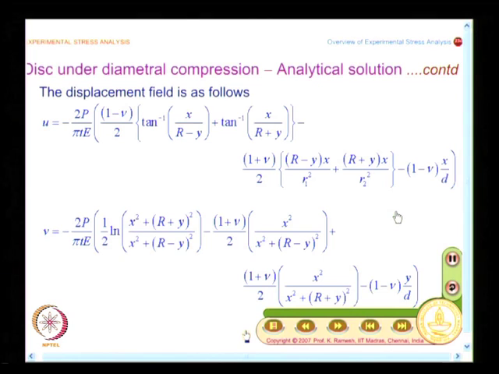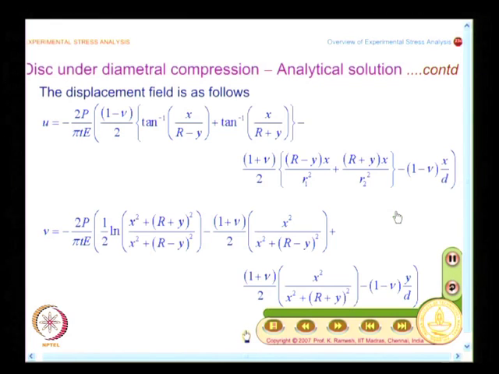And obviously, it is very difficult to visualize what could be the nature of the displacement field by looking at this equation. If you have to plot, you have to go to a computer software, plug in these equations, have a plotting software to cull out the numbers, collect them, and then draw the contour.